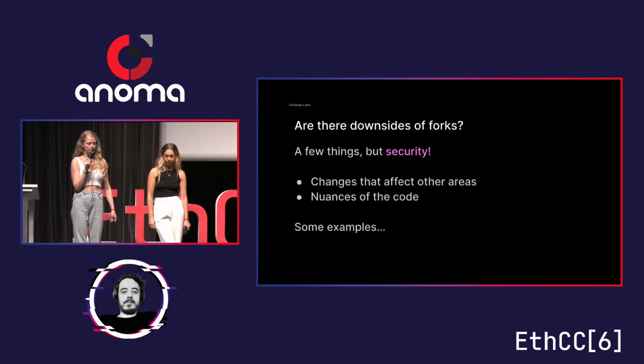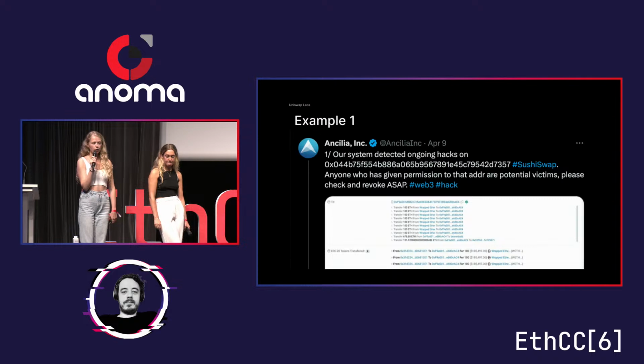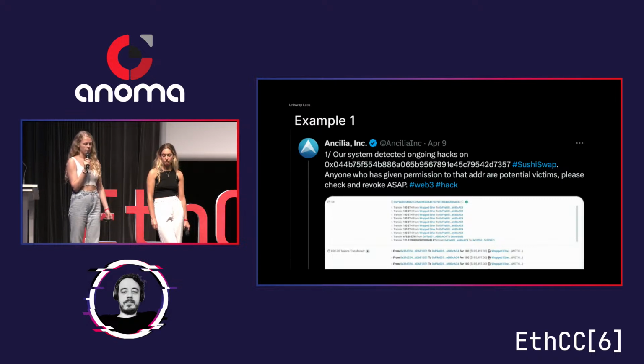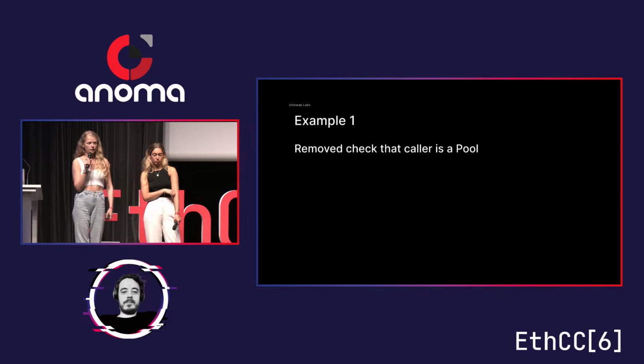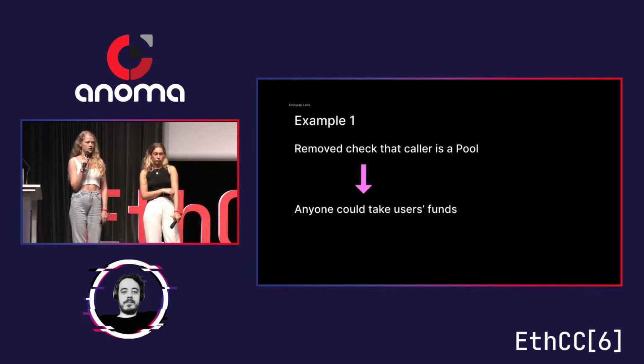So we've got a couple of examples. The first example is a router that was a fork of Uniswap that added some cool new features, but they accidentally removed a check that the caller of their router was a legitimate pool of their protocol. And what that actually meant was that anyone could, through jumping through loops, take any user's funds that had been approved on that router.